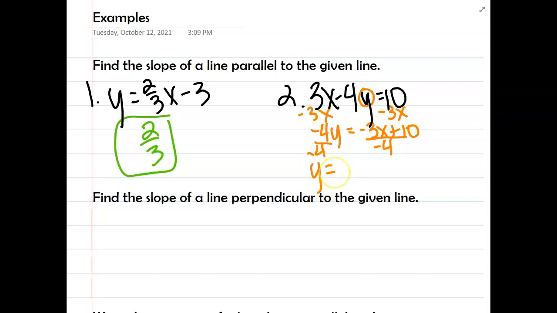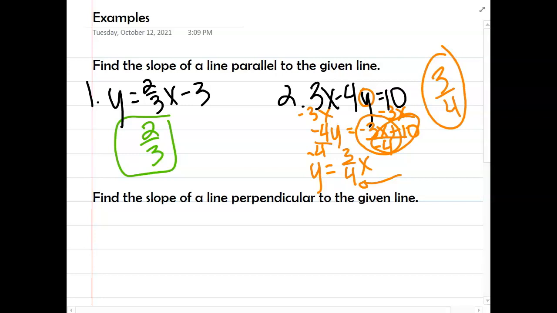So we would get y equals, and then remember we do the butterfly method here. Negative 3x over negative 4, a negative over a negative, is going to be a positive 3/4 x. Now if you want to go ahead and take 10 divided by negative 4, you can, but spoiler alert, you don't really need that. What I need is the slope. So if the slope of this line is 3/4, what's the slope of my line?